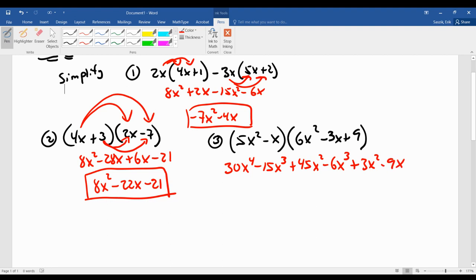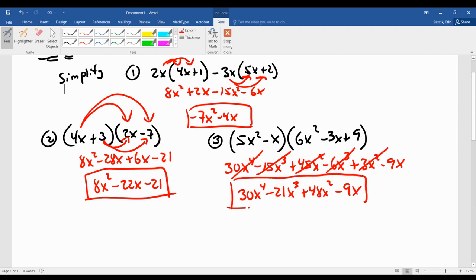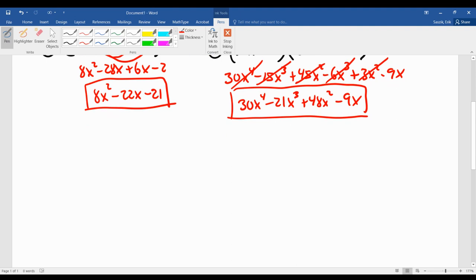And again, we got to combine like terms. Nothing to combine with this 30x to the fourth, so I write that first. Now these x to the thirds, I get negative 15 and negative 6. That's negative 21. Now remember, it's still x to the third. Positive 45 and positive 3 is positive 48x squared and minus 9x. And we're done. That would be a quartic polynomial with 4 terms, in case you're wondering. So that's the general idea. You're still just distributing. I'm going to show a couple other problems here as well.